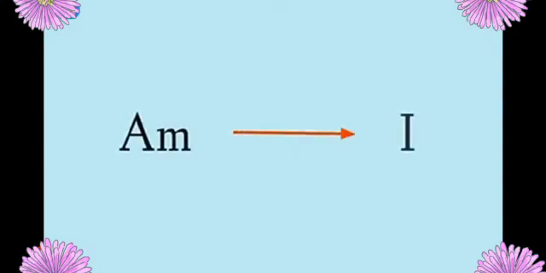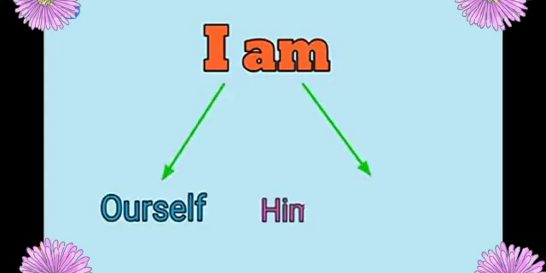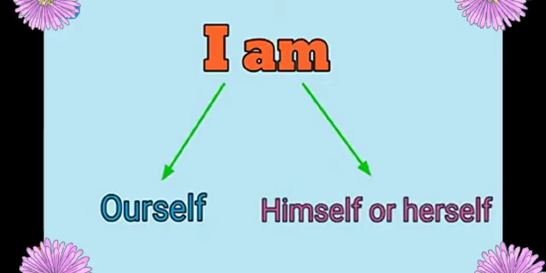So kids, am is used with I. I am. We use am for ourselves, himself and herself. am का यूज़ I के साथ होता है, I am. और ये हम अपने लिए बोलते हैं या कोई बॉय और गर्ल अपने लिए बोल सकता है.